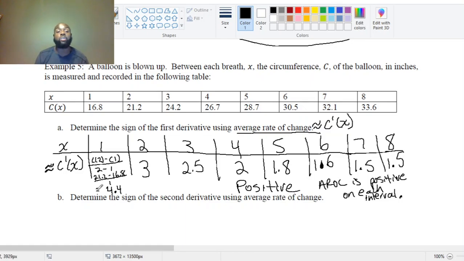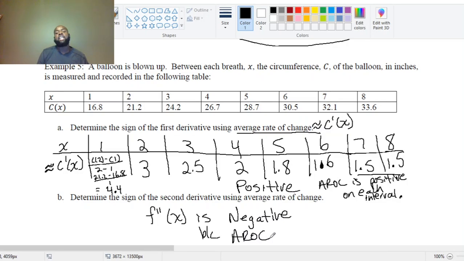So if I look at these values of average rate of change, it goes from 4.4, it goes to 3, it goes to 2.5, it goes to 2. In each of those intervals, it goes down, right? Of course, because we're using the same value here, it's not going down. It looks like it's remaining constant. However, for all of these values up front, our rate of change, or our derivative, is going down, decreasing. And when the first derivative is decreasing, the second derivative is negative. So f double prime of x is negative because the average rate of change is decreasing.